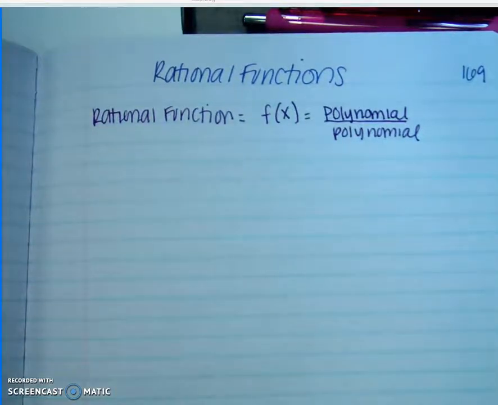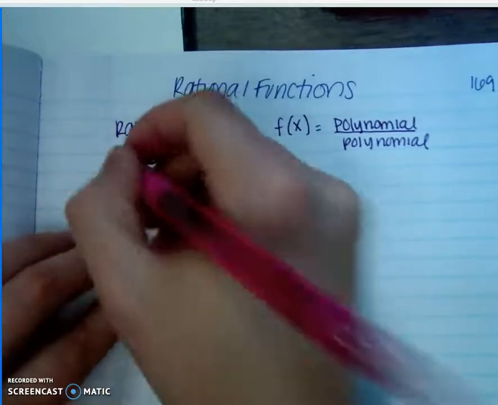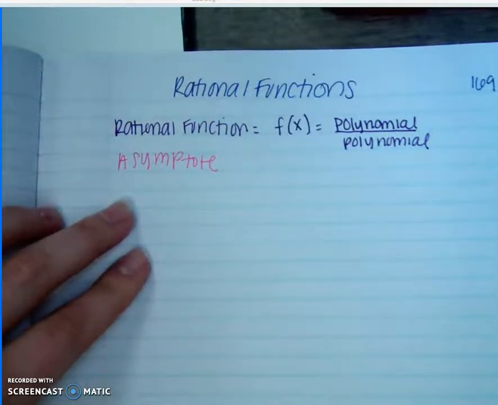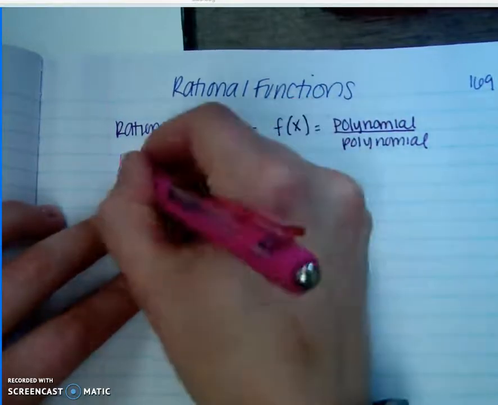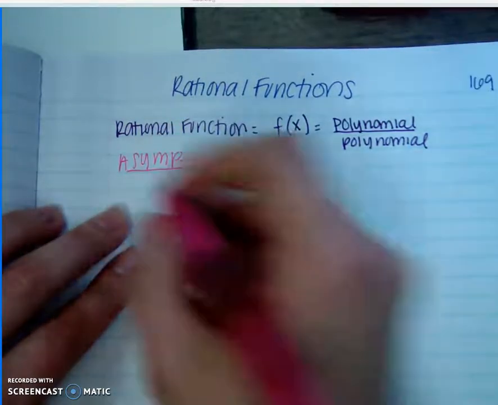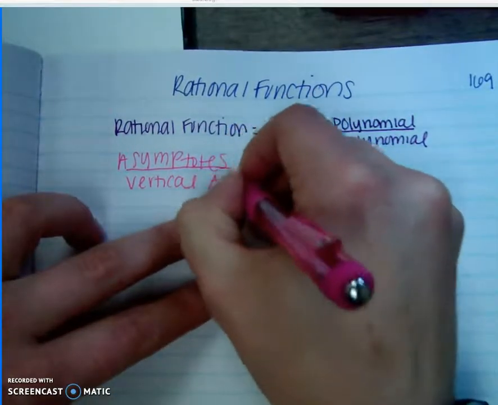And the biggest thing with rational functions, we're going to be graphing them and determining their domains and ranges, so just their x values and their y values. But in order to do that, there's a new word that we're going to learn. Asymptote, okay? And there are two different kinds. There is a vertical asymptote.